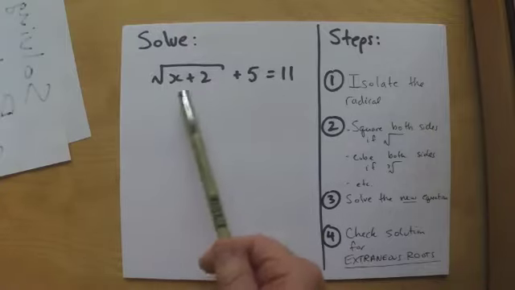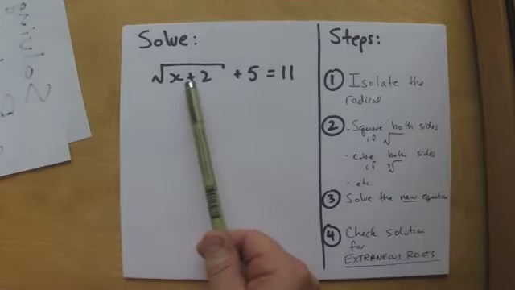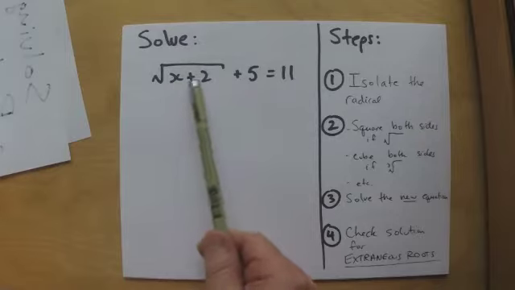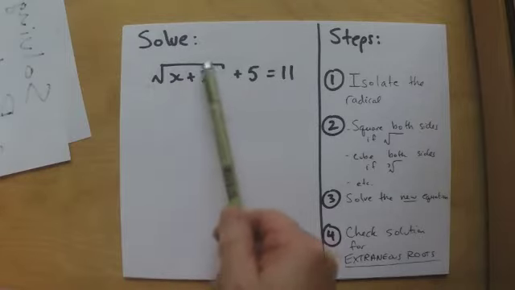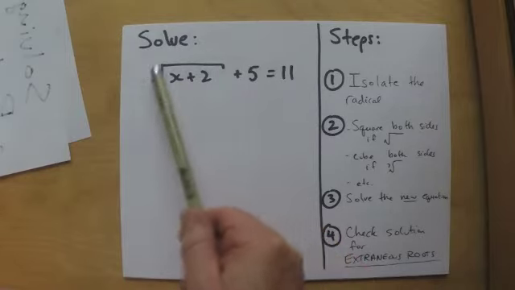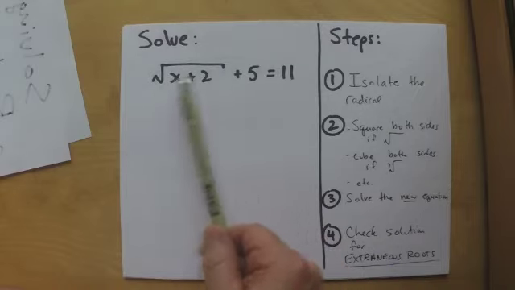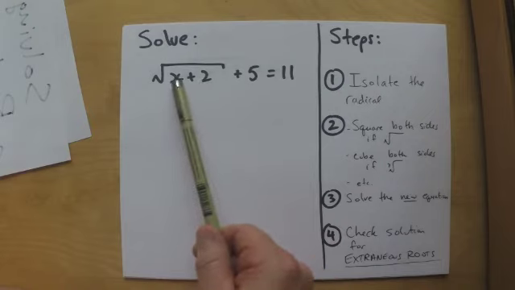Now you might even be able to look at this and just know it by instinct. You might instinctively know that this has to be a value of 6 because 6 plus 5 is 11, and what number square rooted would give you 6 would be 36. And so what would x have to be to make this 36? So you might even know instinctively that this is 34. But we're going to show you how to solve it when things are not obvious or if you don't have that instinct.